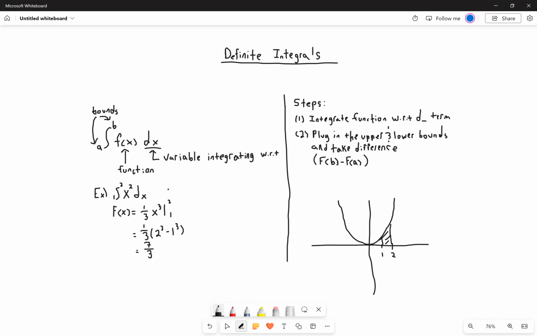Now, once again, this is a fairly simple example of a definite integral, but it helps symbolize all the steps that you need to go through.